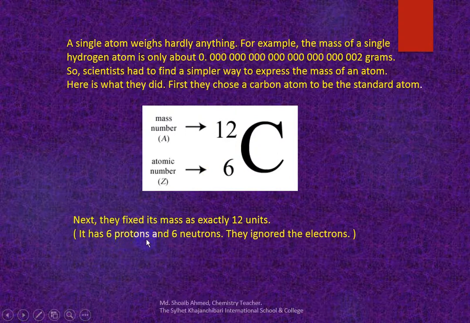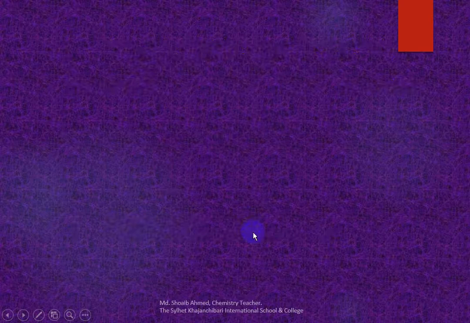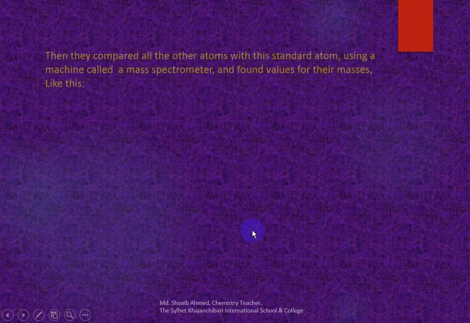It has 6 protons and 6 neutrons, so mass 12. So it ignored electrons. Here, the fixed mass of carbon is exactly 12 units. They fixed its mass as exactly 12 units.